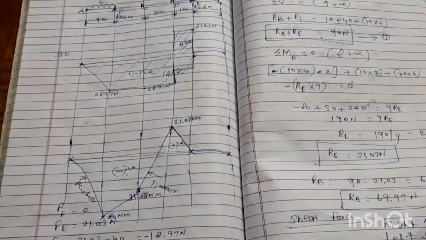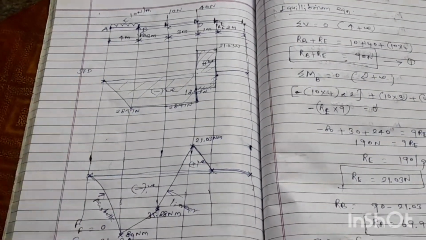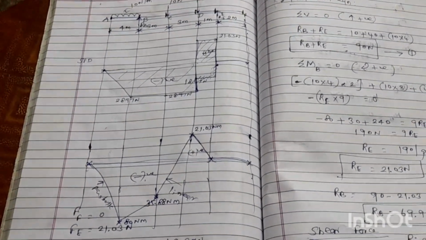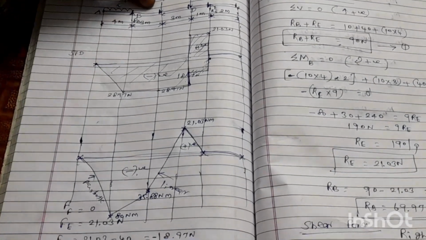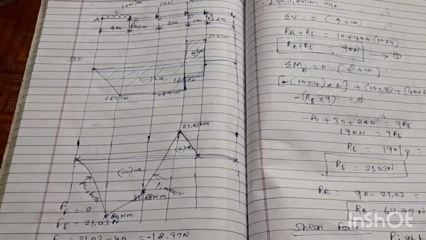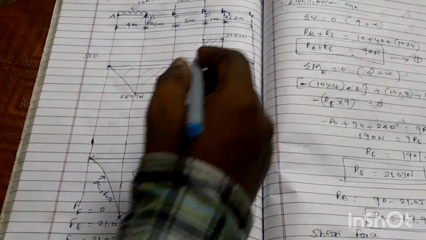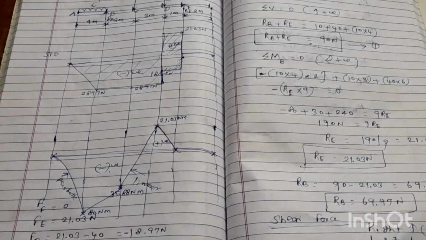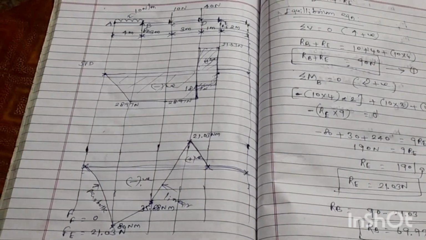Okay, so that's all in this session. We will have another overhanging beam problem, which is the point of contraflexure oriented problem, in the next class. Okay, thank you.